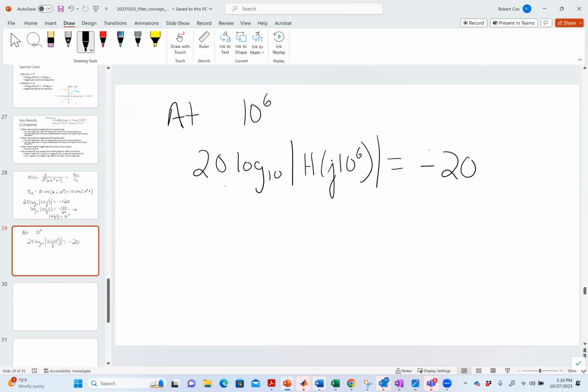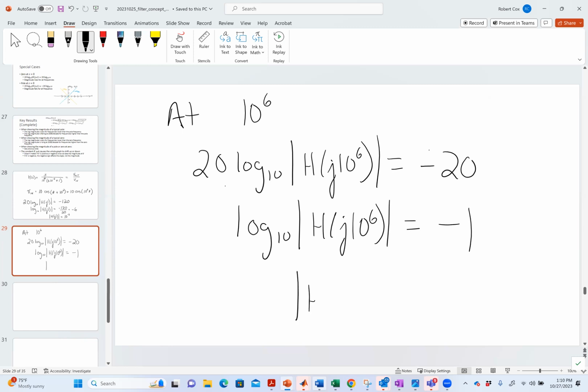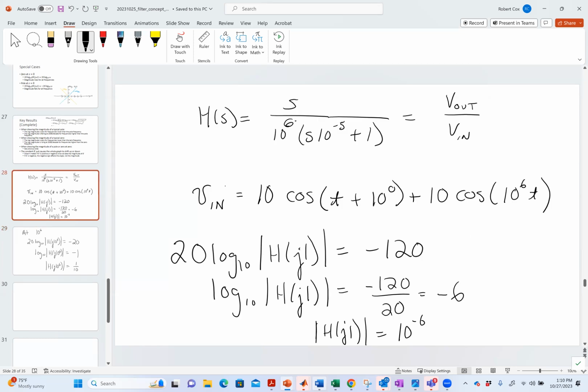So what do I do here? I say log base 10 of the magnitude of that guy is equal to negative 20 divided by 20, which is negative 1. Raise both sides to the power of 10, and I get the magnitude of H of j10 to the 6th is equal to 1/10. So what's my output going to be? The amplitude would be 1.